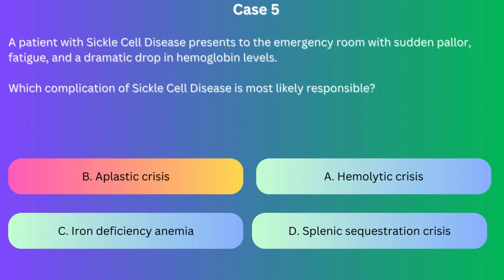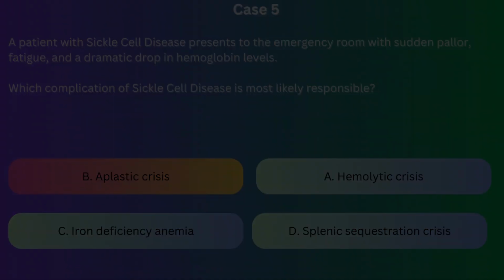In contrast, a hemolytic crisis involves the destruction of red blood cells, but not a cessation of their production, while splenic sequestration crisis involves pooling of blood in the spleen, not necessarily affecting bone marrow function. Iron deficiency anemia is less likely given the patient's underlying sickle cell disease and the acute nature of the presentation.